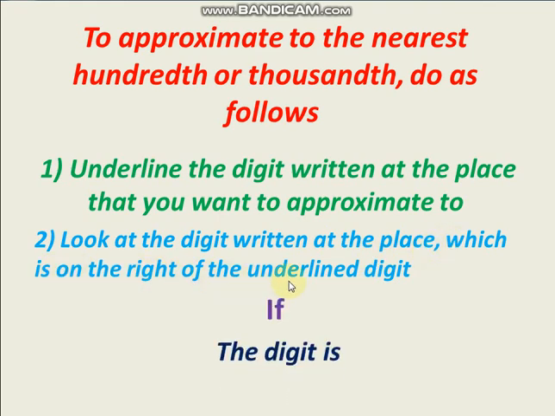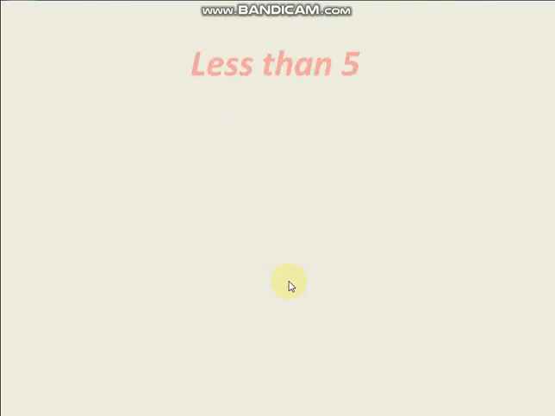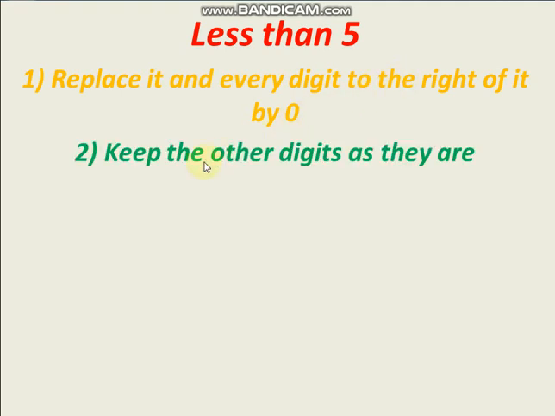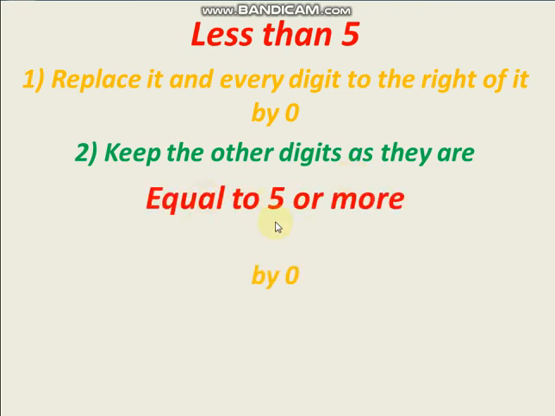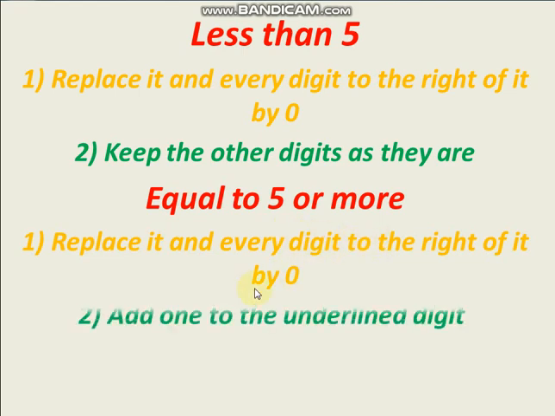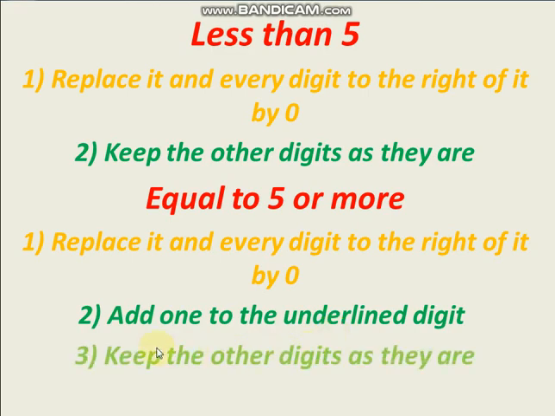If the digit is less than 5, first step, replace it and every digit to the right of it by 0. Second step, keep the other digits as they are. If the digit is equal to 5 or more, first step, replace it and every digit to the right of it by 0. Second step, add 1 to the underlined digit. Third step, keep the other digits as they are.